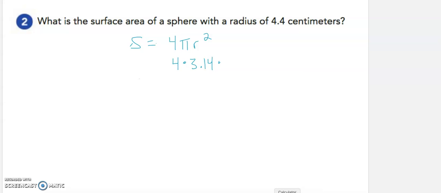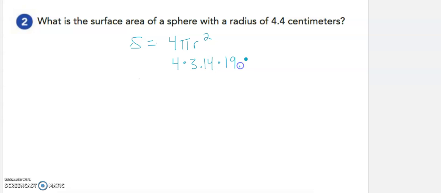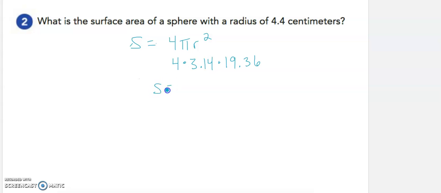So let's go ahead and bring this over here. 4.4 squared is going to be 19.36. So now let's just multiply this all out and we get our answer. 19.36 times 3.14 times 4 is going to equal 243.2. So the surface area equals 243.2 centimeters squared. Okay.